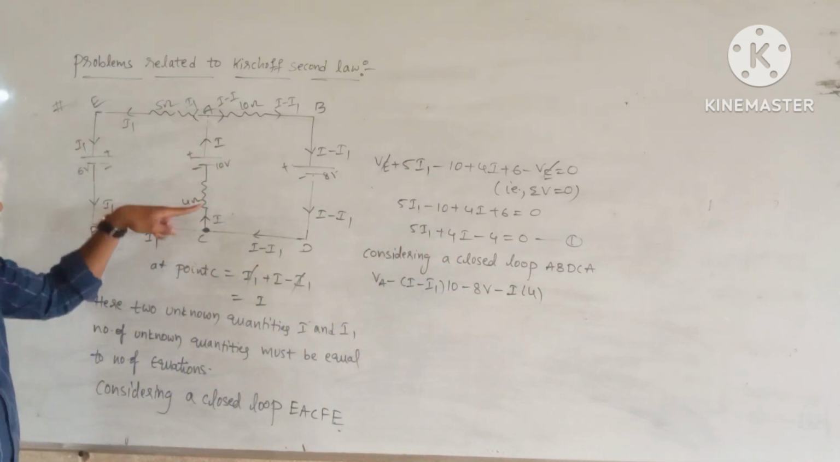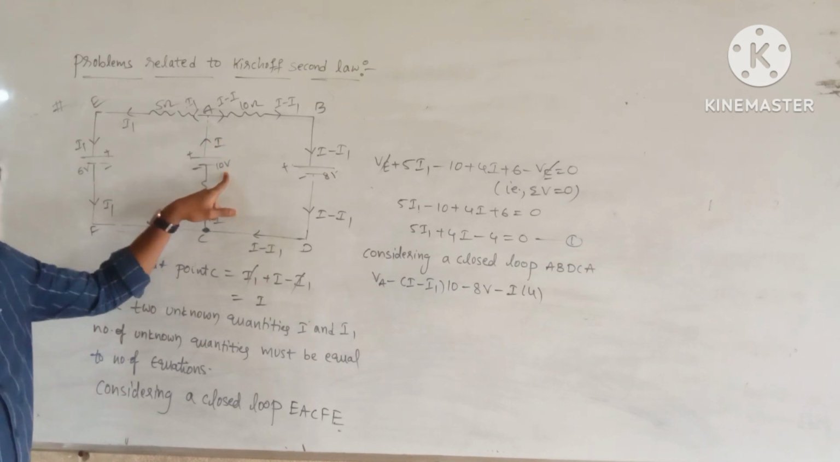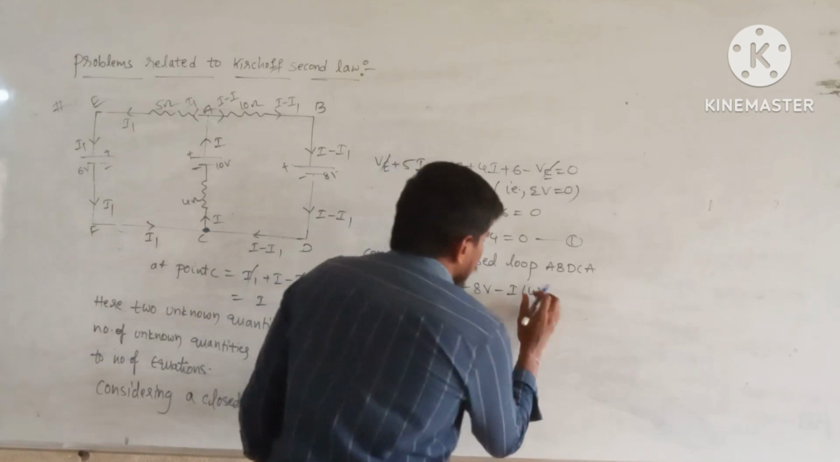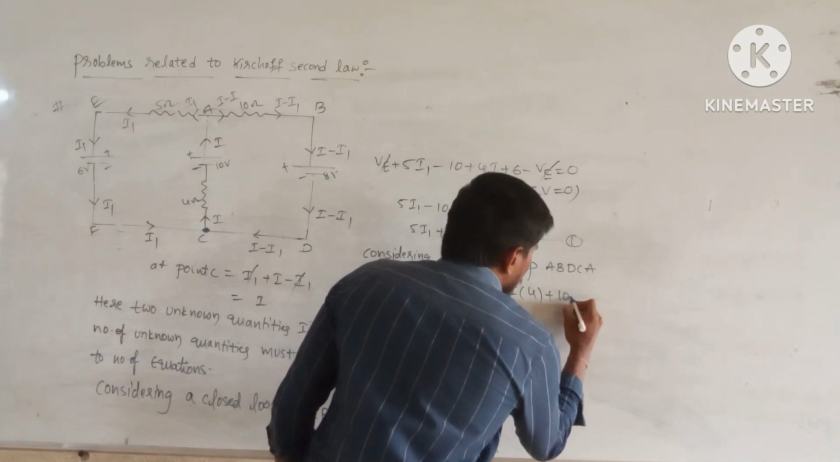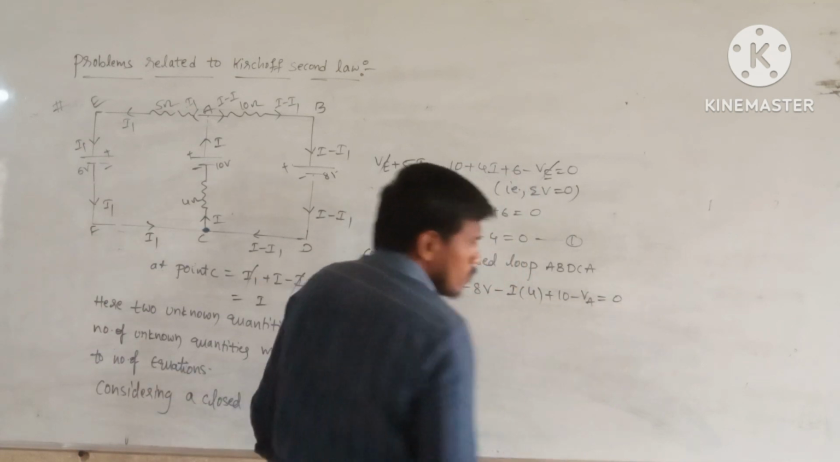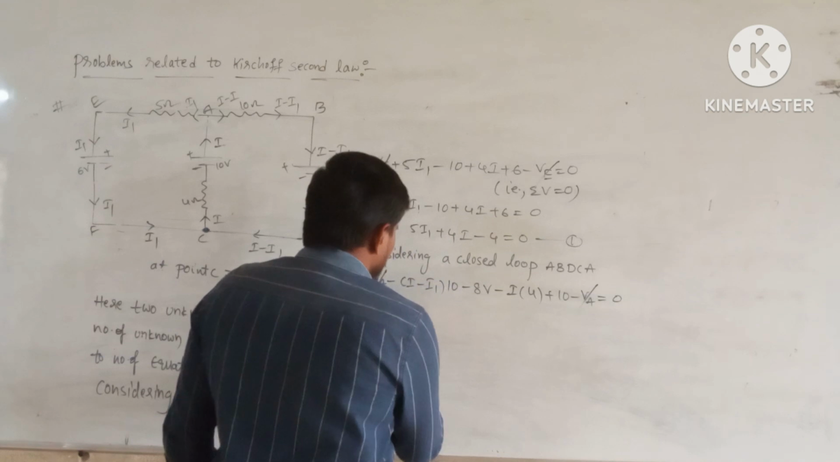In the path CA, we move across the cell from negative to positive. What is the potential difference across the cell? Positive. So plus 10 minus VA should be equal to 0. So plus VA minus VA cancel.